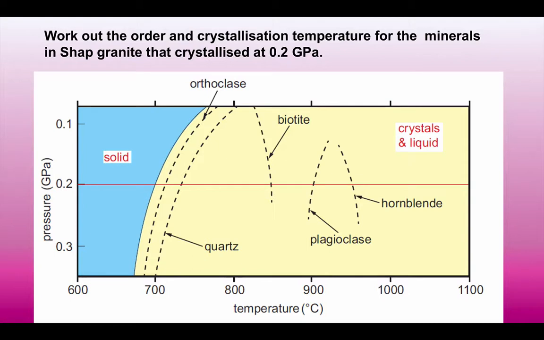Work out what order these minerals must have formed in. Write those on the table in the middle of the right-hand side of your worksheet. And also, can we work out the crystallization temperatures of each of these minerals at that pressure? See what you can come up with. Press pause now and have a go at that.